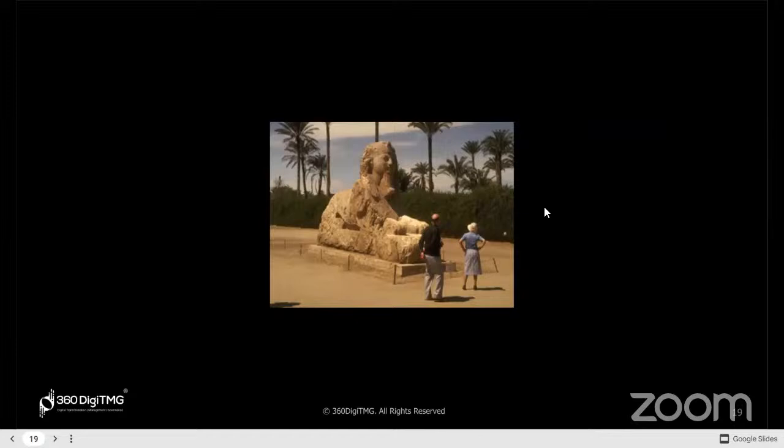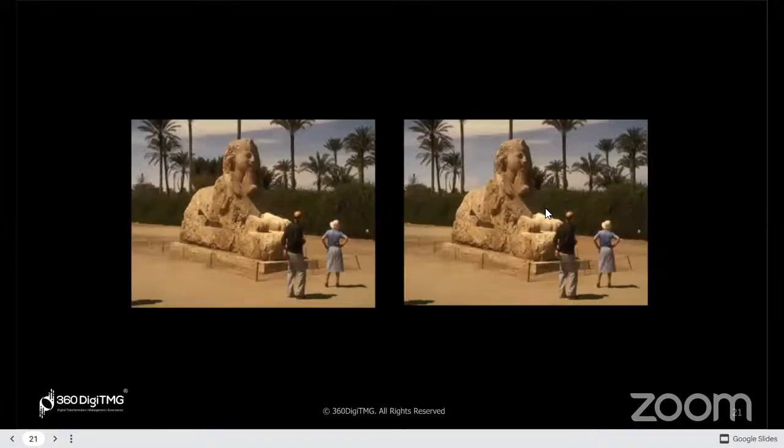Do you see any difference between the previous slide and this one? There is a difference. Okay, where is the difference? Let me put the slides side by side for you to observe. The difference is in the background. If you notice closely, we have some bushes here and here we do not have them.